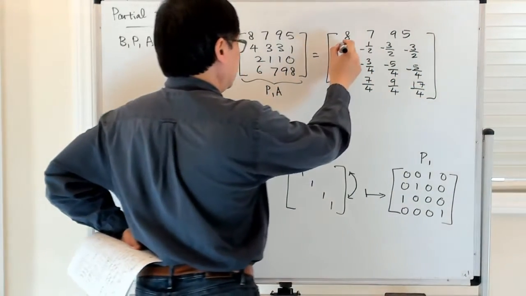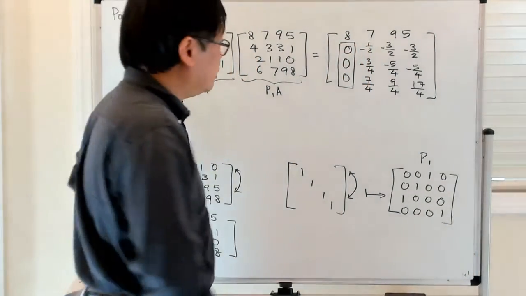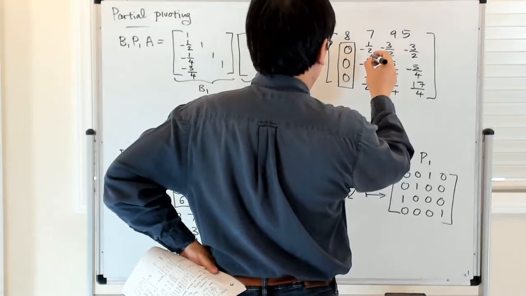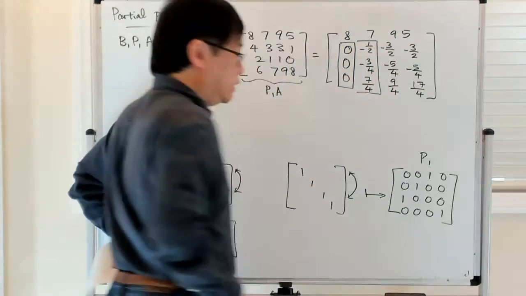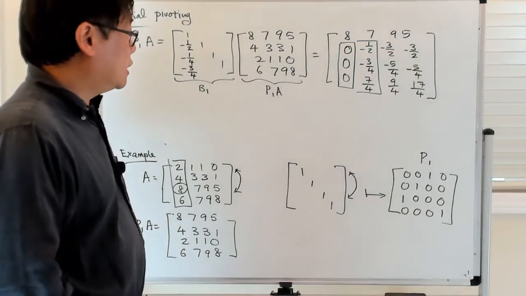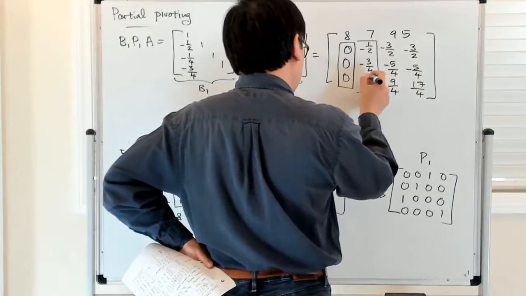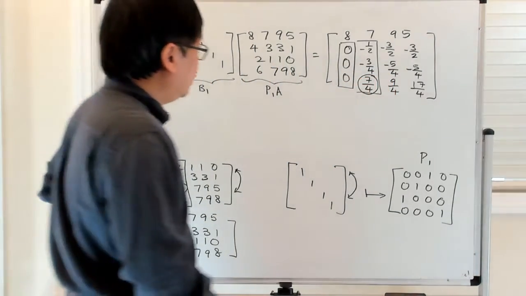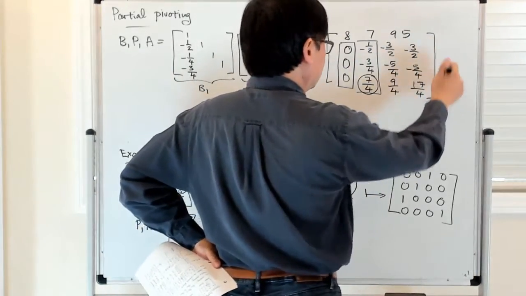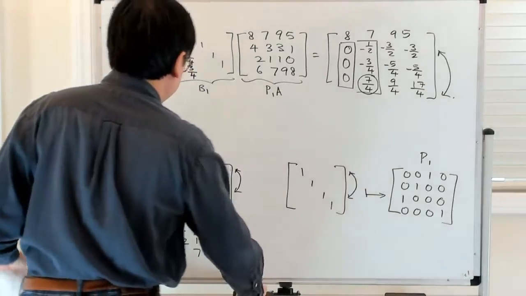Now, again, this first column below the diagonal has been zeroed out. I now want to look at these entries to look for a pivot, something which has the largest absolute value. You'll see that the entry with the largest absolute value is this one. So now I want to interchange rows 2 and 4.